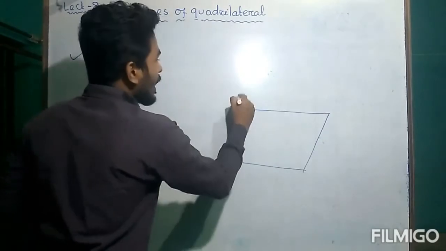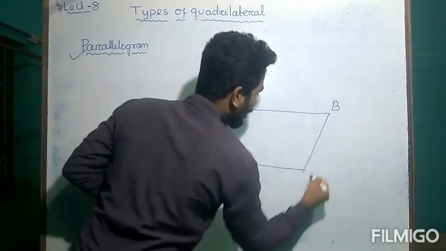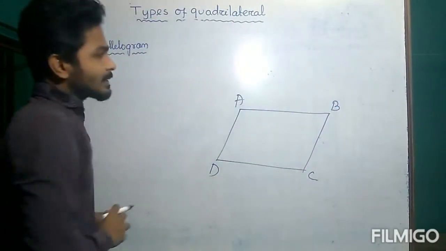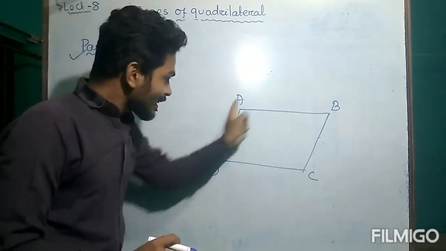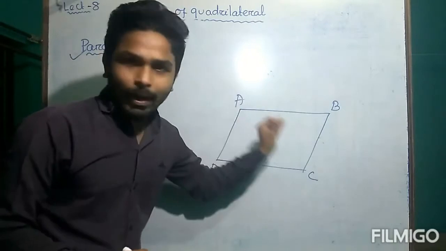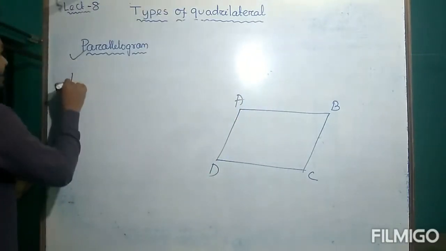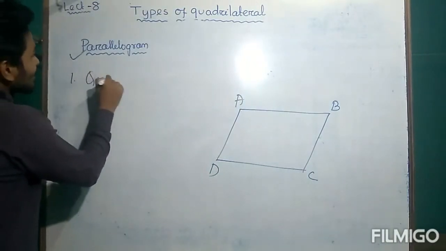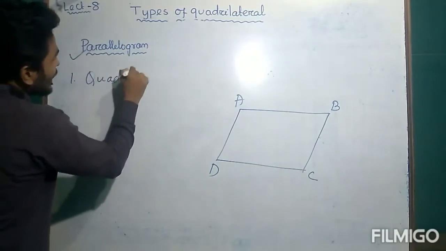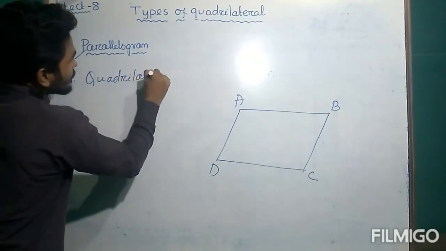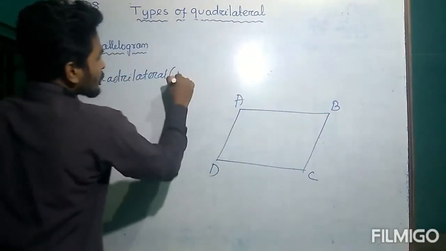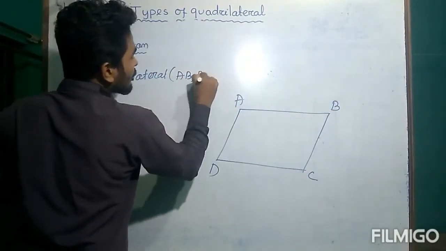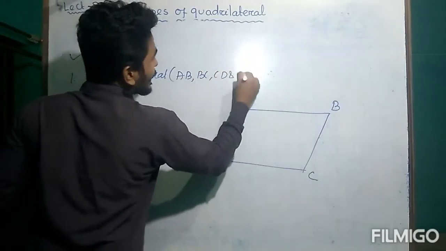This is a quadrilateral having how many sides? Having 4 sides. So the first condition to be a parallelogram is that the geometrical figure must be a quadrilateral. Understood? And how many sides? AB, BC, CD, DA. 4 sides.